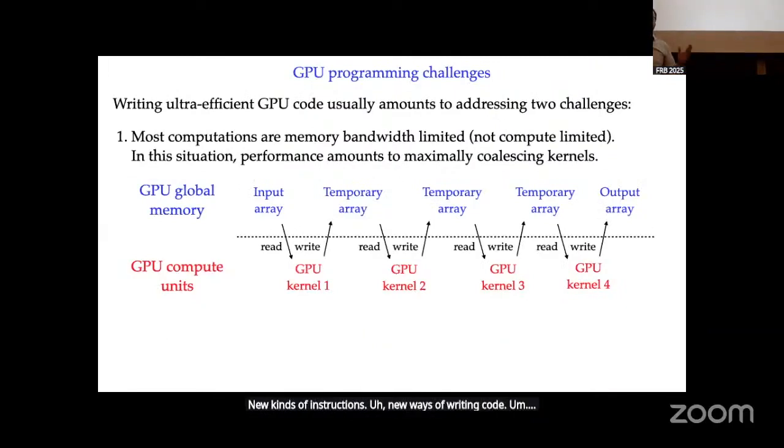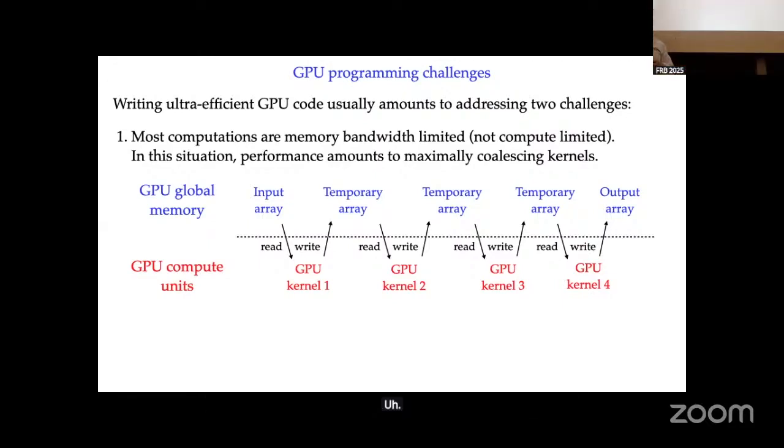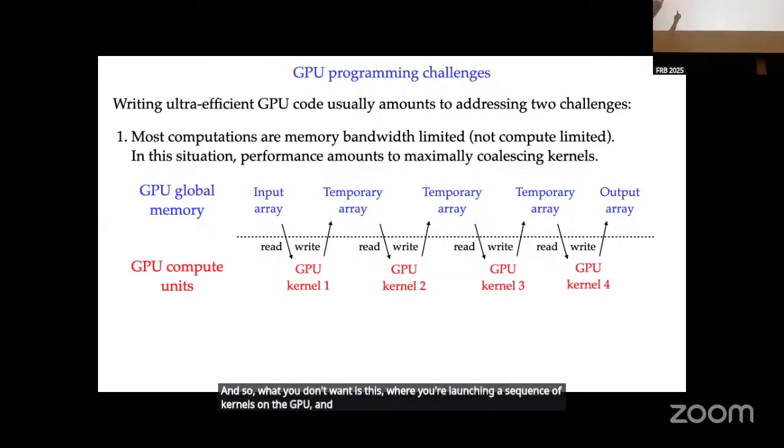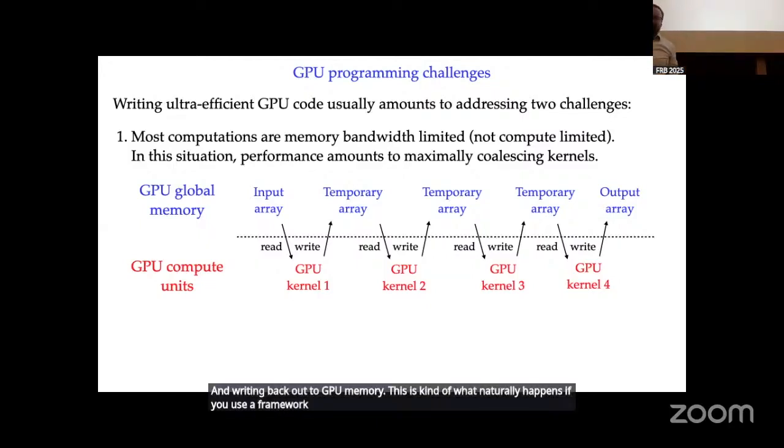Okay, so if you want to be a GPU programmer, the two most important keys for success. First off is most of the time you'll end up on modern GPUs, you'll be memory bandwidth limited. And so what you don't want is this, where you're launching a sequence of kernels on the GPU, and each kernel is reading from global GPU memory and writing back out to GPU memory. This is kind of what naturally happens if you use a framework like CuPy or PyTorch.